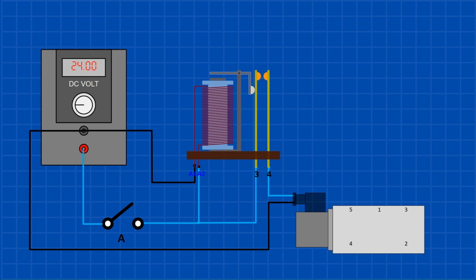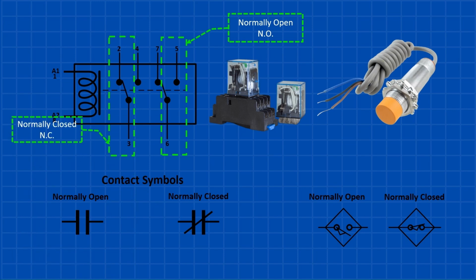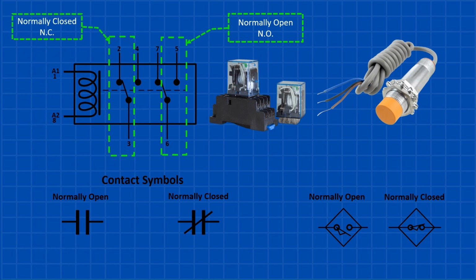When it comes to relays, we need to understand normally open and normally closed contacts. Normally open means the contacts are open when the device isn't powered, and they close when it's turned on. Normally closed is the opposite. The contacts stay closed when the device isn't energized, and they open when the device is activated. This applies to any kind of input or output device, like a proximity switch, a selector switch, or a relay itself. I will explain these devices a little later.